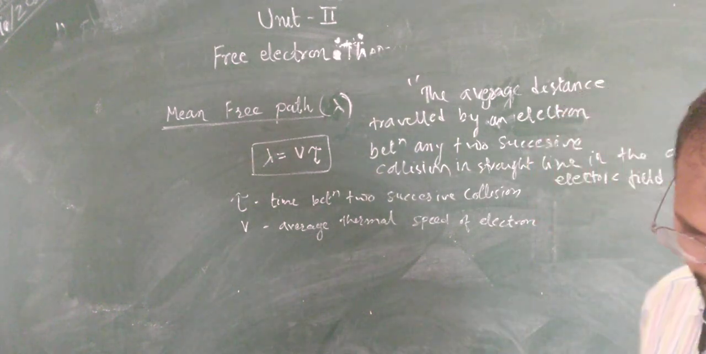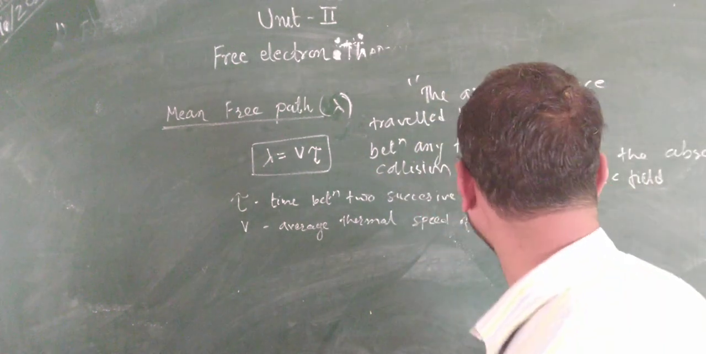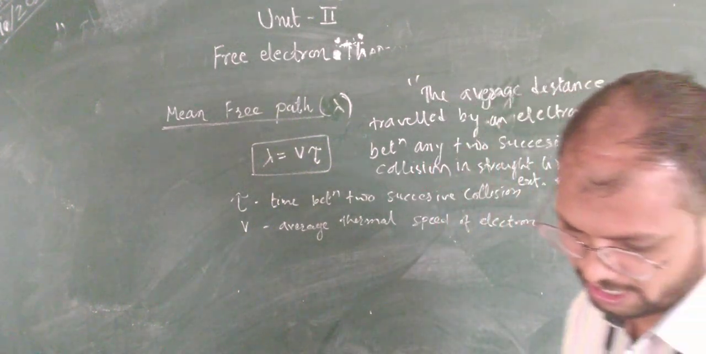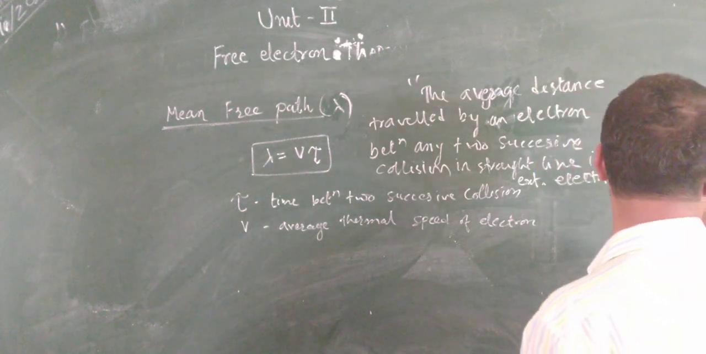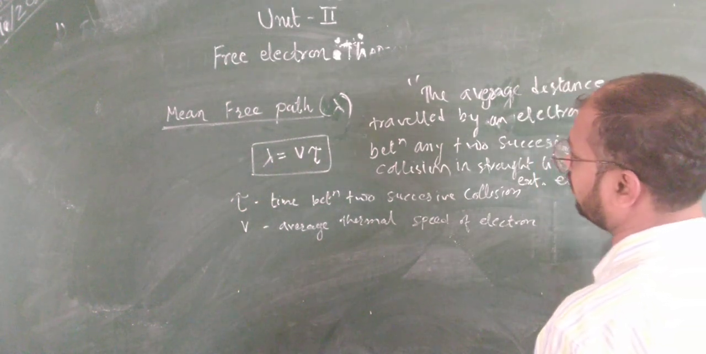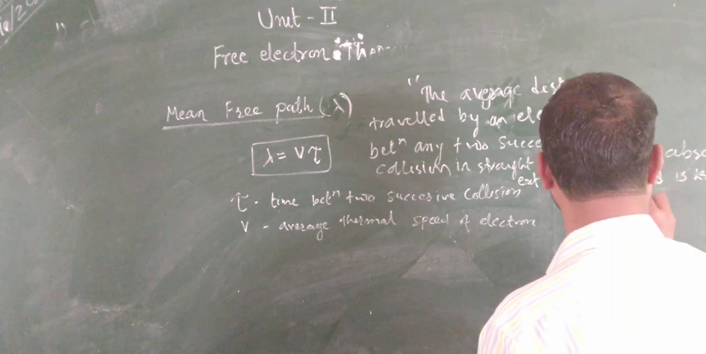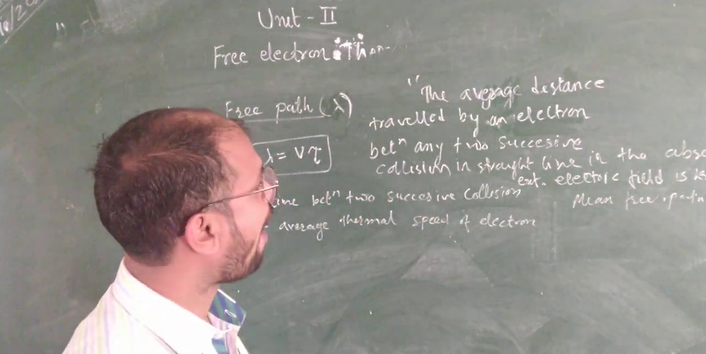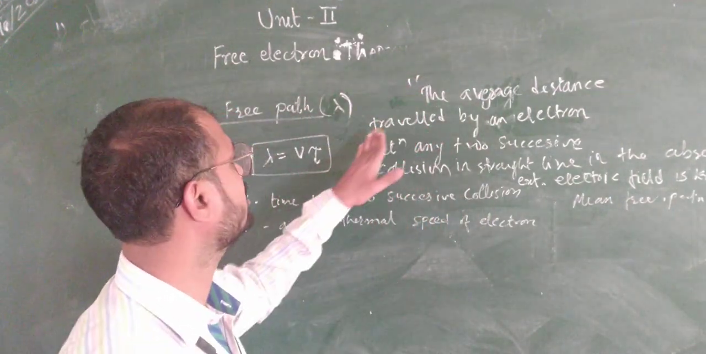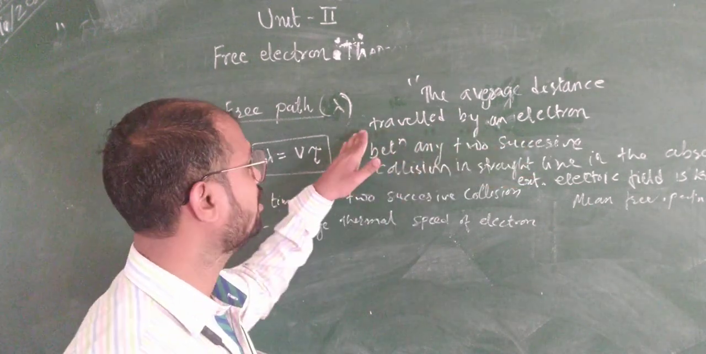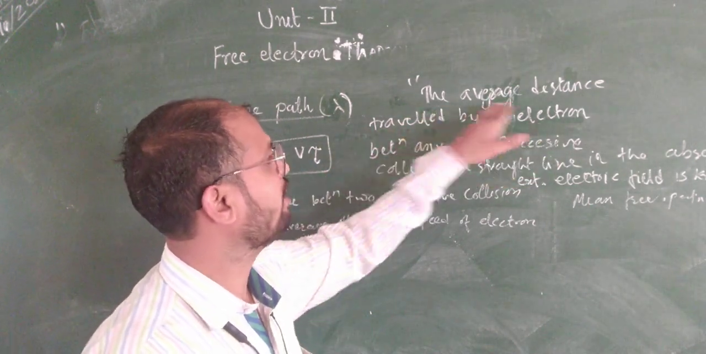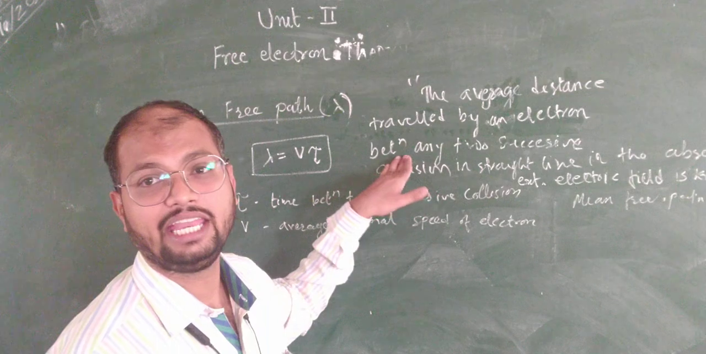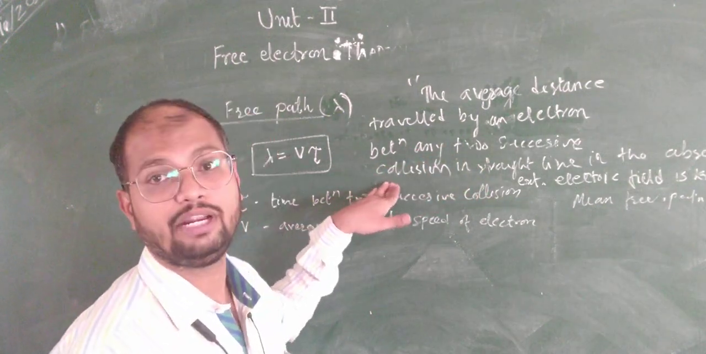In the absence of external electric field is known as mean free path. Okay, what is mean free path? Mean free path, that is the average distance traveled by an electron. Average distance, who traveled? The average distance traveled by a free electron between any two successive collisions.